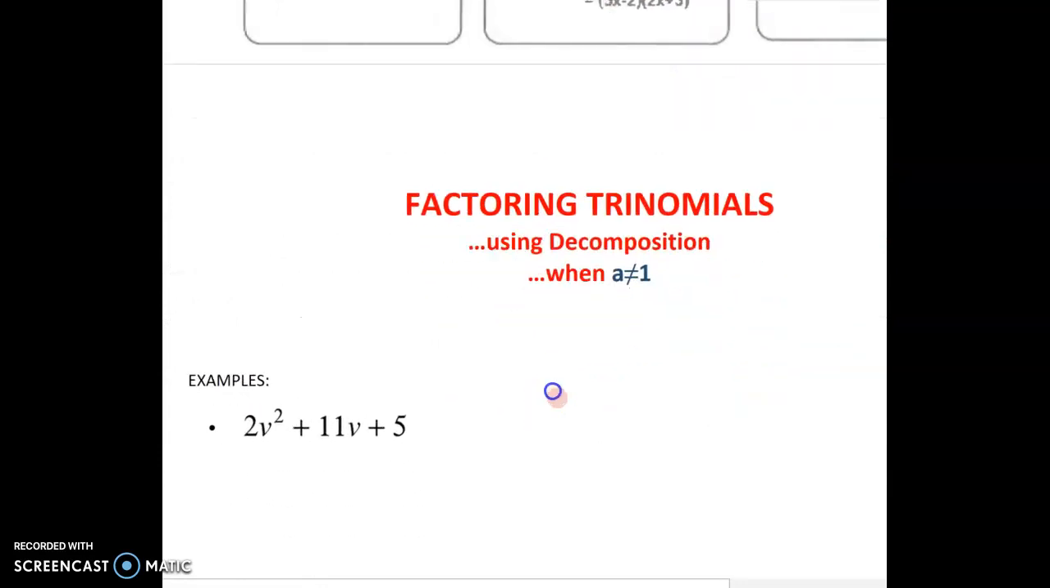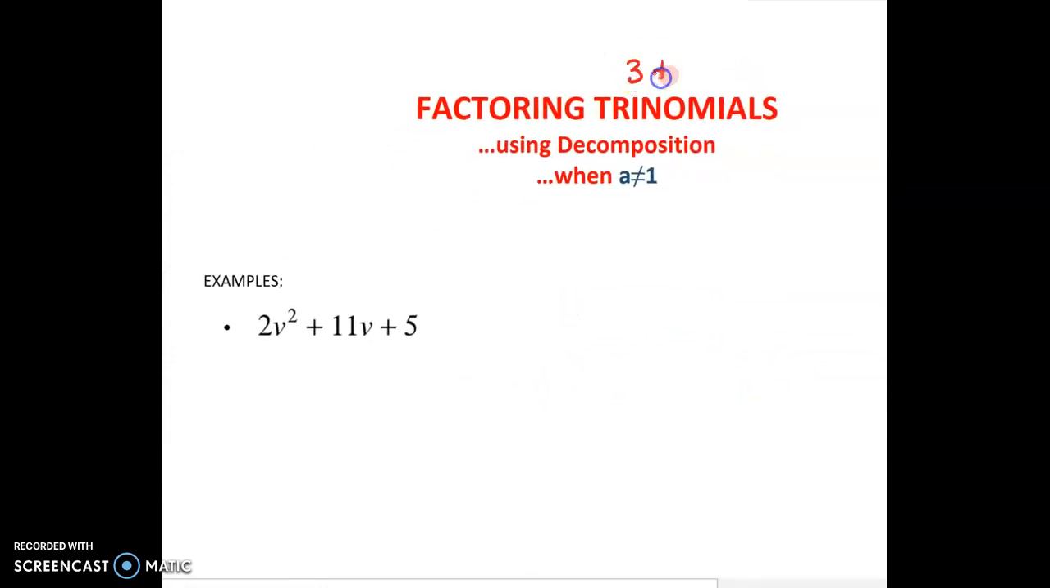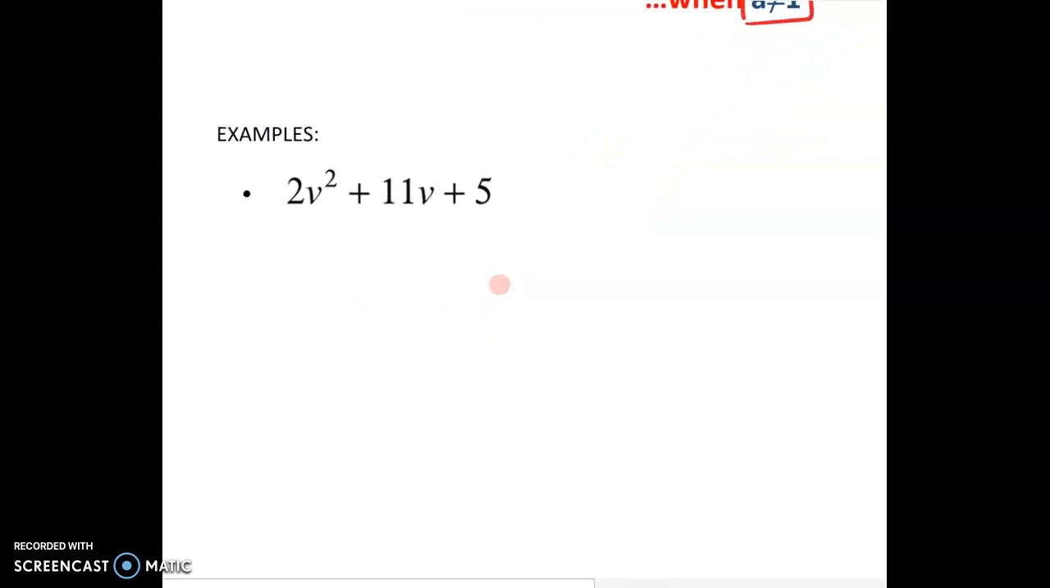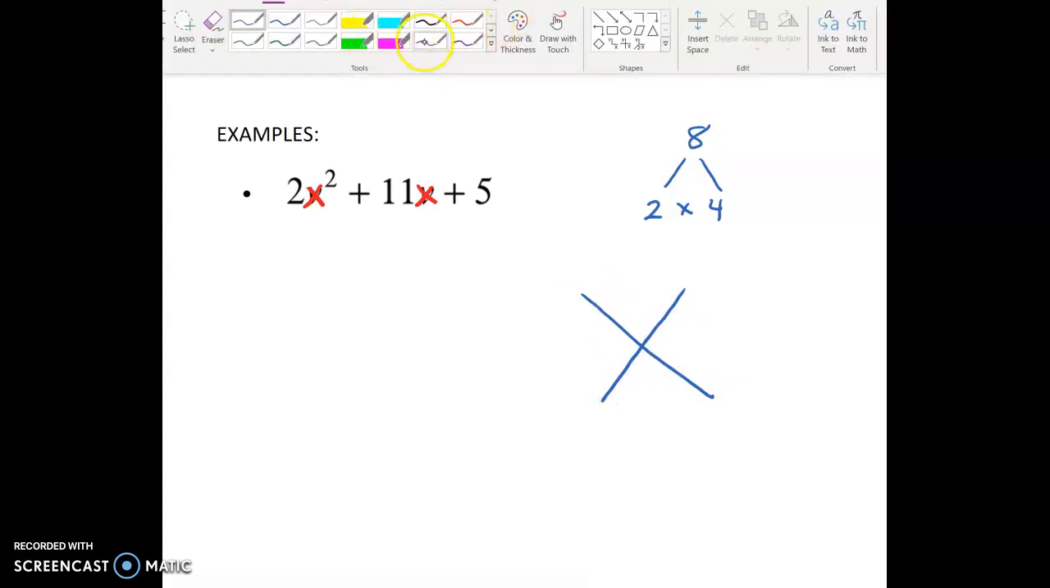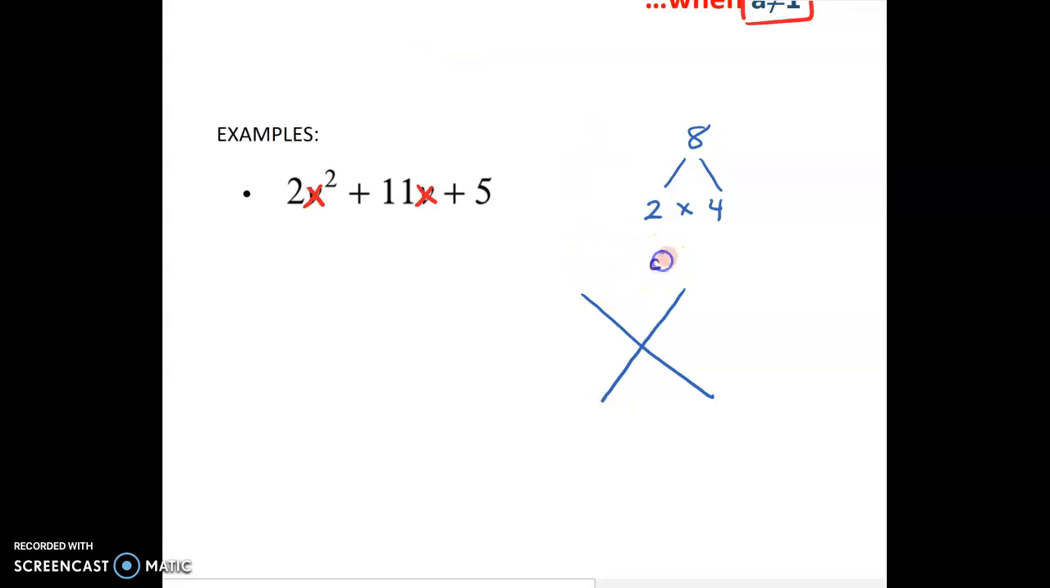All right, so again, we're factoring trinomials, meaning 3 terms. And we often use this when a is not equal to 1 because we can't use the shortcut. So we're going to use this example, 2v squared plus 11v plus 5. This v could be just x if you need to visualize it that way. So we're going to recall back to when we first talked about factoring, and we said we could take 8 and break it down to its factors, 2 times 4. We're going to use that same method, and we're going to use the sum product x method that we learned before.